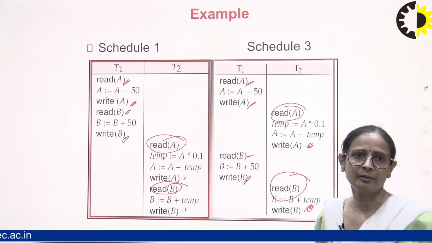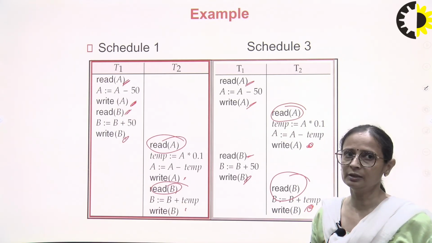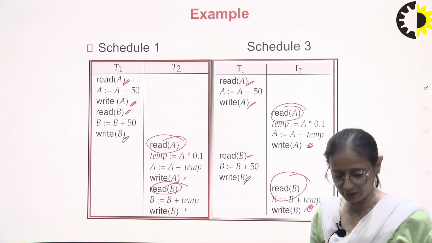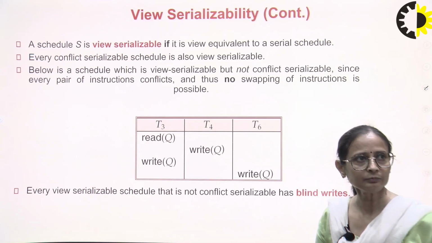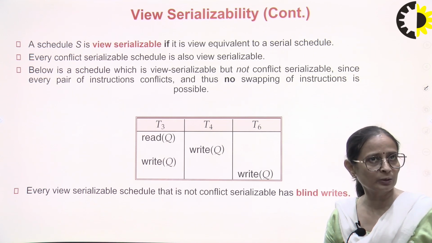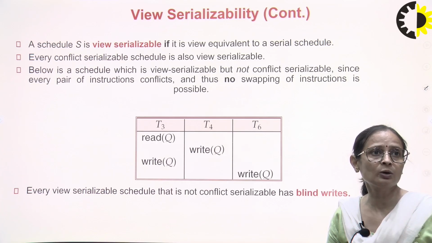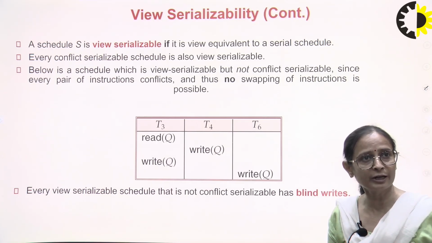So this is an example of a view equivalent schedule, and here schedule 1 is my serial schedule. So this is your view serializable schedule. A schedule S is view serializable if it is view equivalent to a serial schedule. Every conflict serializable schedule is also view serializable, but vice versa is not true.